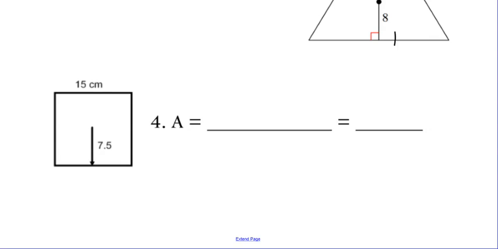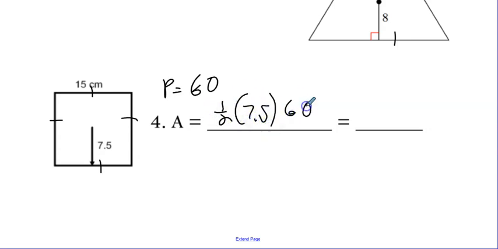All right? 15 times 4, my perimeter is 60. Formula is 1/2 the apothem, 7.5, times the perimeter, 60. Half of 60 is 30. So 30 times 7.5 is 225. And again, this would be centimeters squared. Always square units for area.